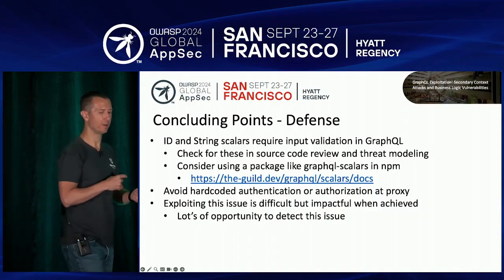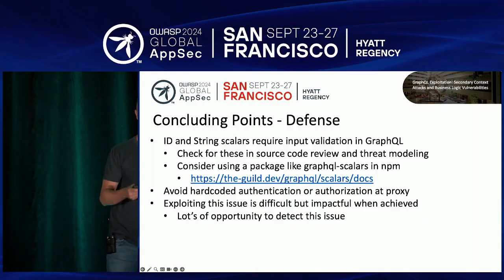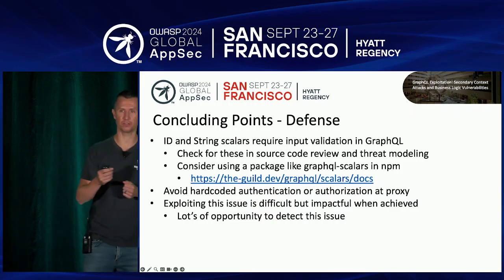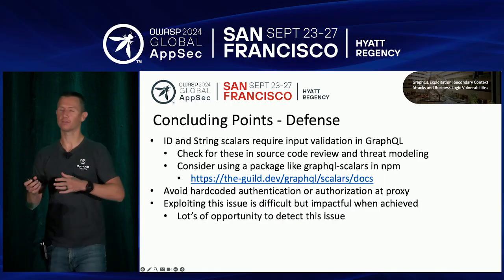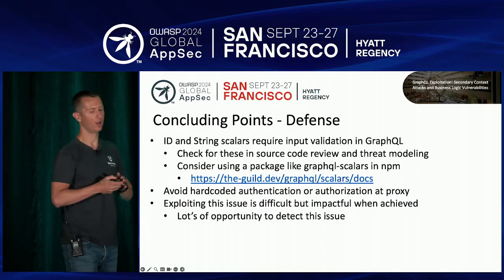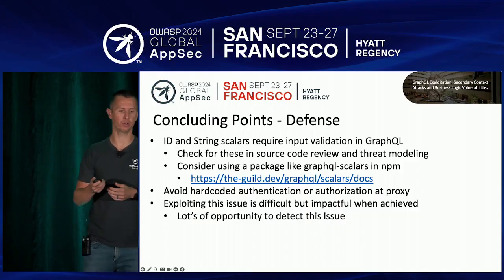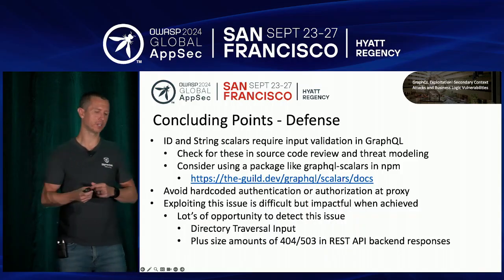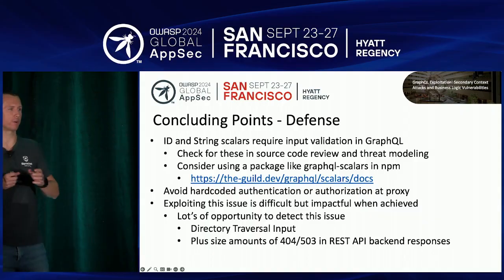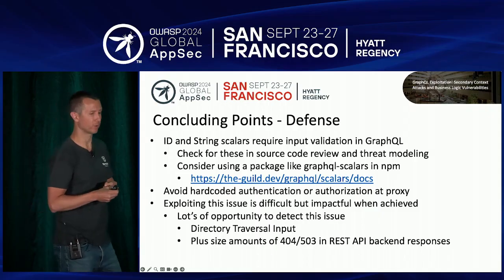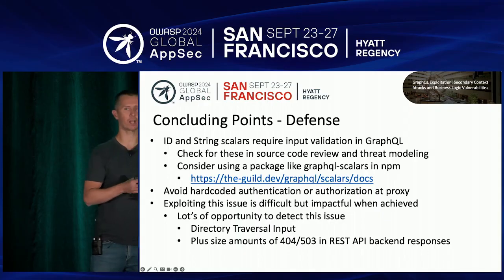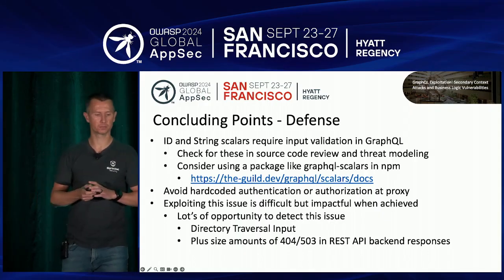The flip side in my mind is that there's also lots of opportunity to detect the issue, right? Because we had to do lots of path traversals and scan around to find the backend REST APIs. From a defender standpoint, that's lots of opportunity to potentially find out that exploitation is going on. Also, plus-size amounts of 404s and 503s from REST APIs, right? All of those were part of the testing, and I absolutely recommend looking for those. It could be in Datadog, or in some other location where you're tracking errors and responses.